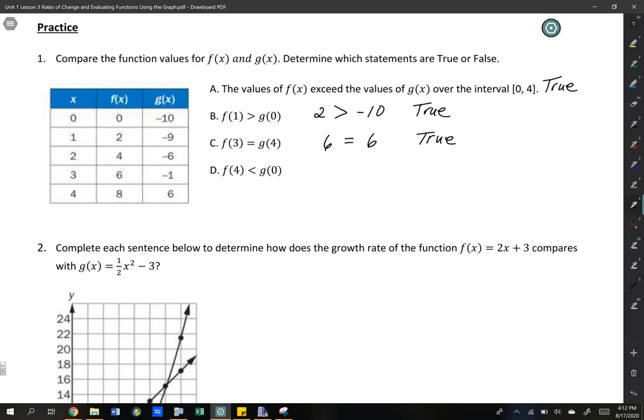f of 4 is 8. g of 0 is negative 10. 8 is not less than negative 10, so that's false.